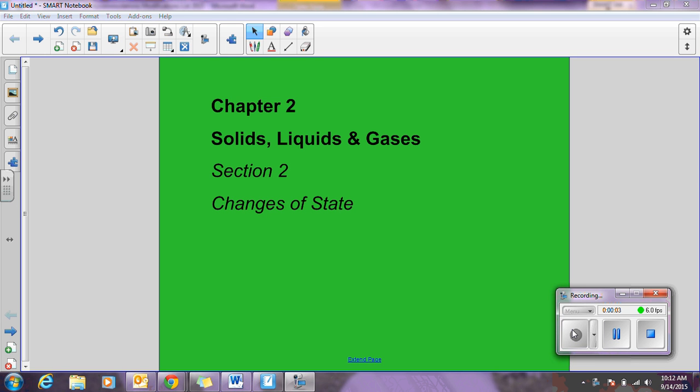Chapter 2, Section 2, Changes of State. Picture an ice cream cone on a hot summer day. The ice cream quickly starts to drip onto your hand. You're not surprised. You know the ice cream melts if it's not kept cold. But why does the ice cream melt?